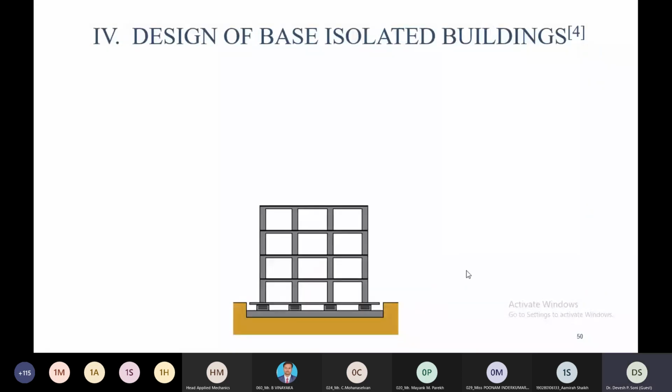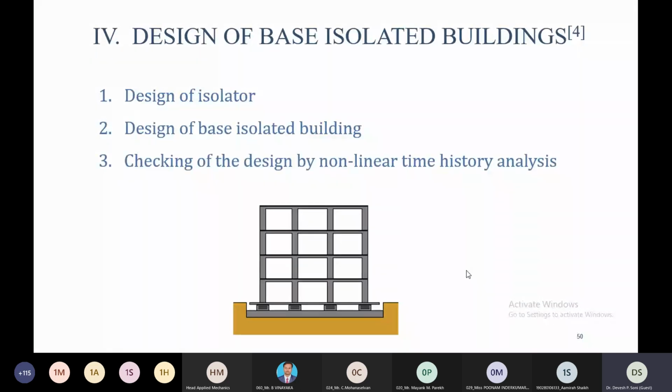So we have finished the third part, and now we are moving towards the last part, design of base isolated building. In the design of base isolated building, there are three main steps: the design of isolator, second, design of base isolated building, that is the superstructure, and the third part is the checking part. In the first part, the isolation system is designed. In the second part, the superstructure along with the isolation system is designed, and the third part is checking by nonlinear time history analysis. So let us see all the steps quickly.